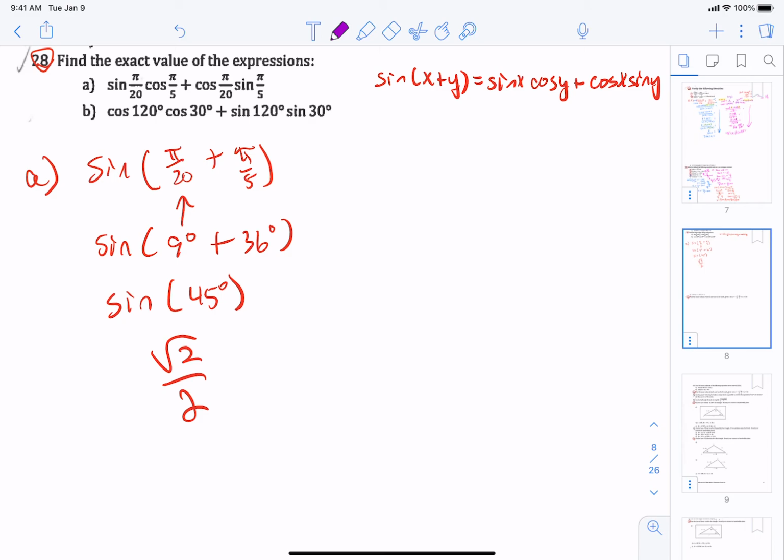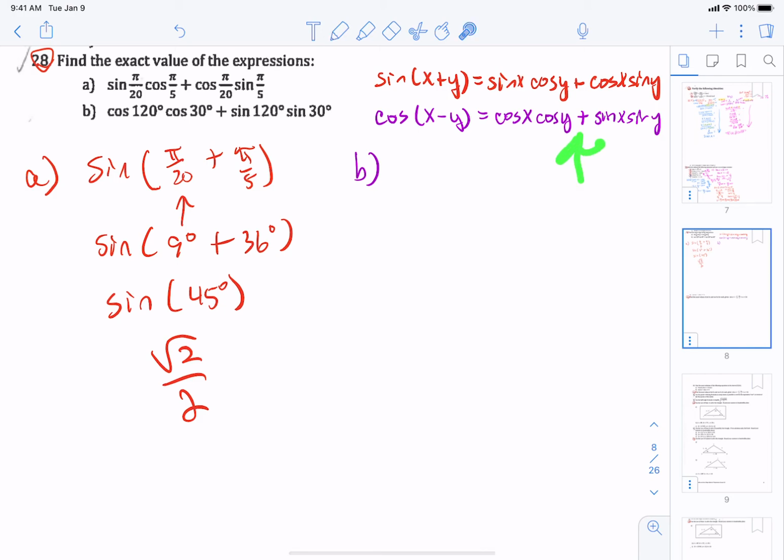Now let's look at B. If you look again up on the board, you're looking for the formula that goes cosine, cosine, sine, sine. Well, if we look on the formula, that is the cosine formula, the one that has the plus on the right side and a minus on the left. So the cosine of x minus y is the cosine of x, cosine of y, plus the sine of x, sine of y. So it kind of tricks you a little bit. The sign in the formula is the opposite of what you start with.